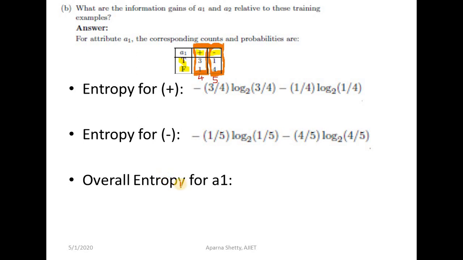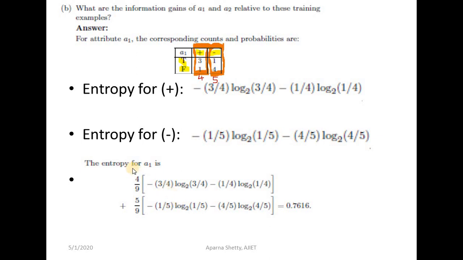Next we have to calculate the overall entropy for A1. What is the overall entropy for A1? It is given by 4, the number of records that belong to class plus, divided by the total number of records 9, into the entropy value that you get over here. That entropy value, you have to put over here. You have to calculate this and find out the entropy value for plus.